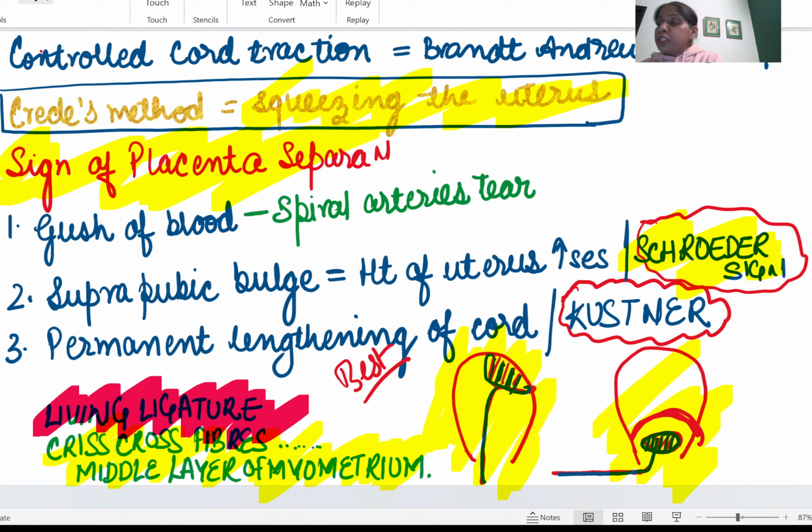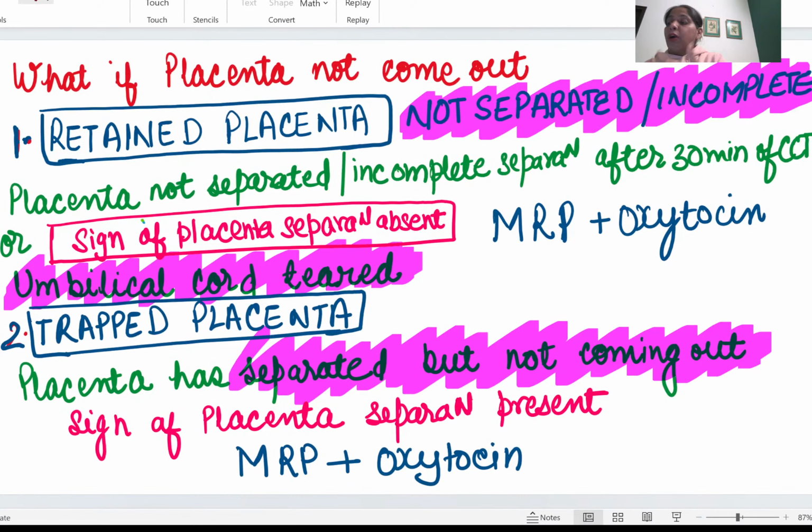These days a lot of questions are coming on basic topics. The first sign is a gush of blood due to spiral artery tearing. The second sign is a suprapubic bulge, or you can say the height of the uterus increases because the placenta has come downward. And the third sign is permanent lengthening of the umbilical cord. That is Kustner's sign, and that is the best sign out of all of these.